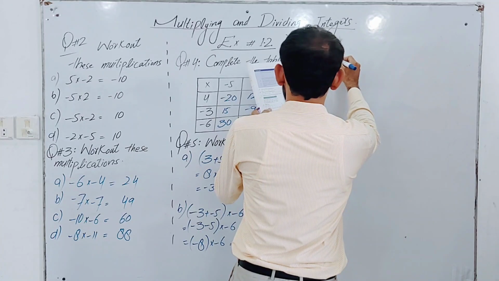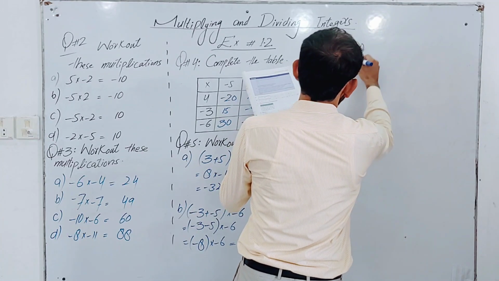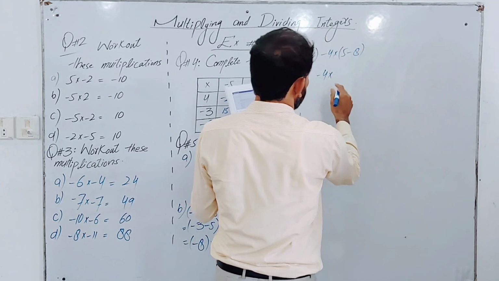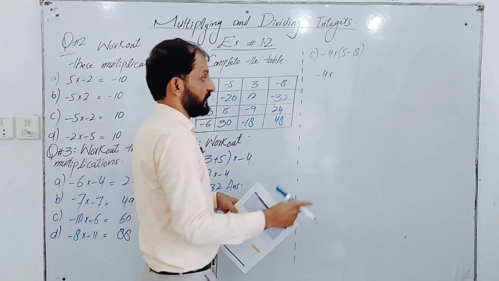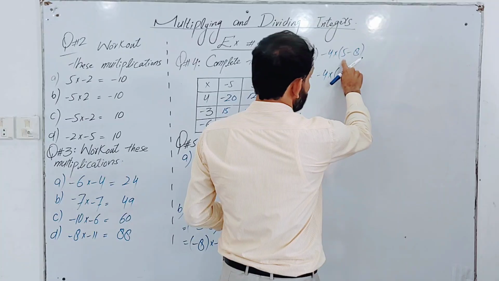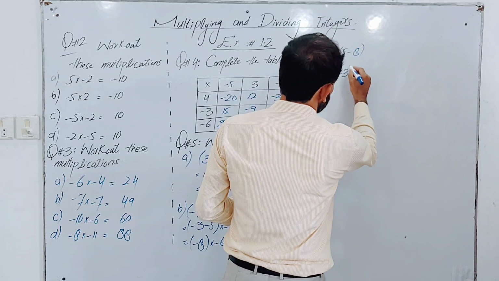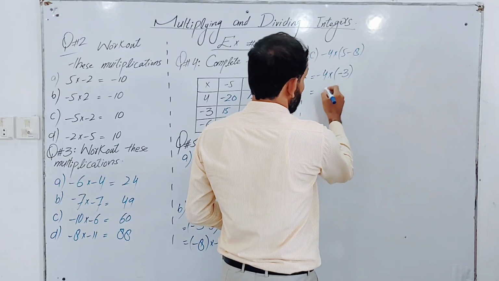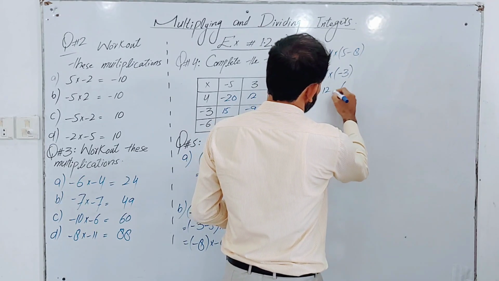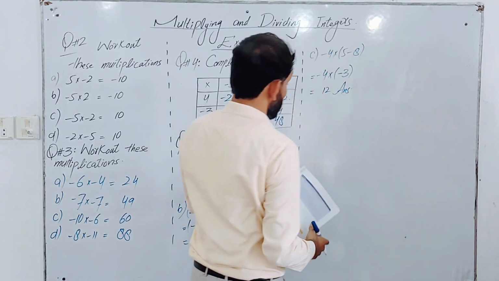minus 4 multiplied by 5 minus 8. Minus 4 we have to write down as it is. First of all, we have to solve the bracket function. Plus 5 minus 8, minus 3 will be the answer. Minus 4 multiplied by minus 3, minus minus plus, 12 will be the final answer.